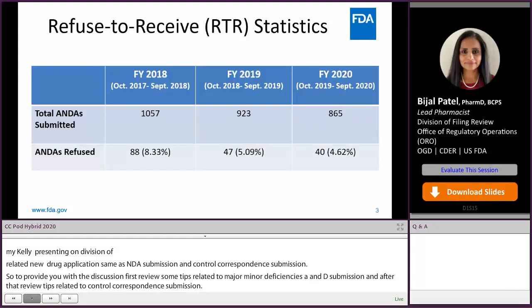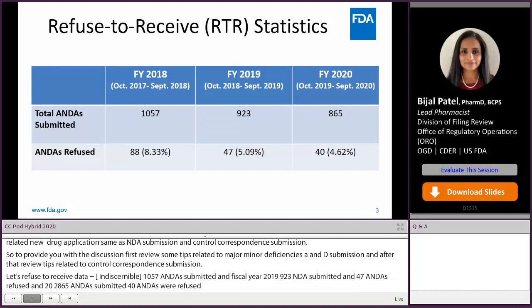As you can see, in the past 3 fiscal years, the number of RTRs has gone down, which shows that the applicants and the agency are collaborating well and the quality of applications being submitted is improving each year.